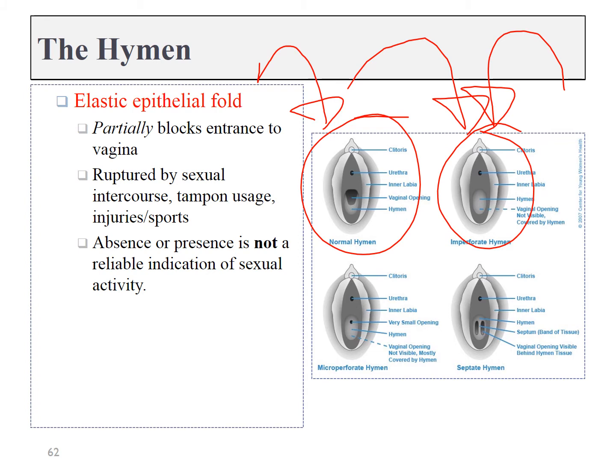Any sort of physical trauma besides sexual intercourse can do this as well, including physical activity, which here in the United States, thanks to Title IX, many young women are engaging in physical activities known as sports. Therefore, the absence or presence of a hymen is a very bad indicator for sexual activity, and under no circumstances should be looked for to try and determine whether a young woman has had sex or not.